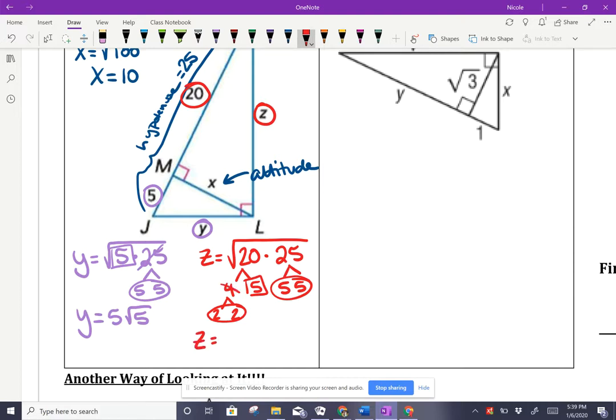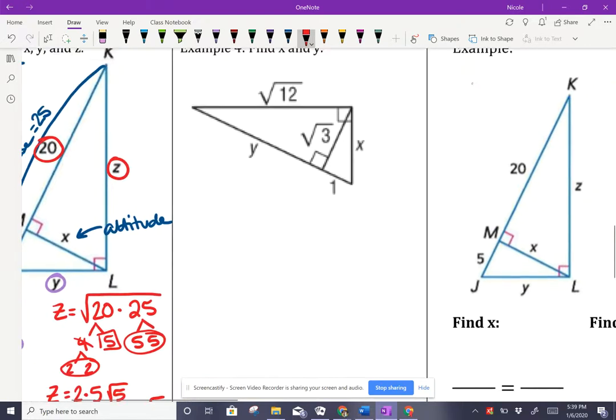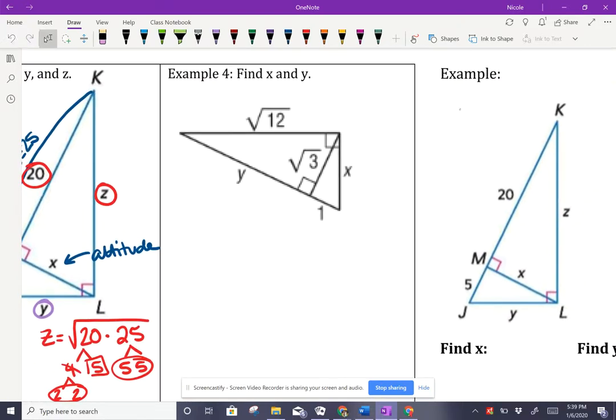So I'm going to take everything outside that's circled. So I have a 2 times 5, square root of 5. 2 times 5 is 10. Z is equal to 10 root 5. If you need to, go back through and rewatch that. If that was a little too fast, make sure you're getting all of your notes down.